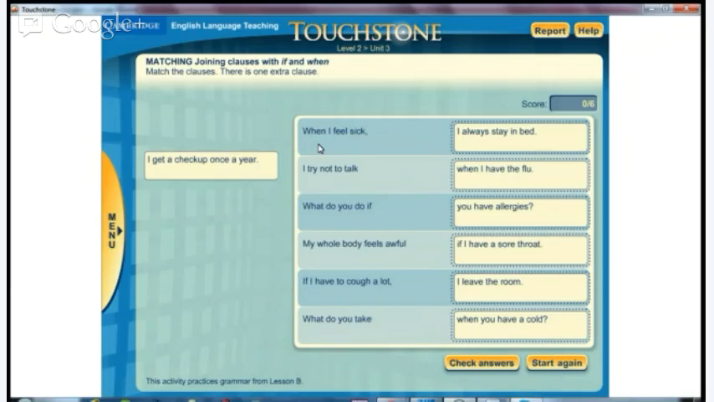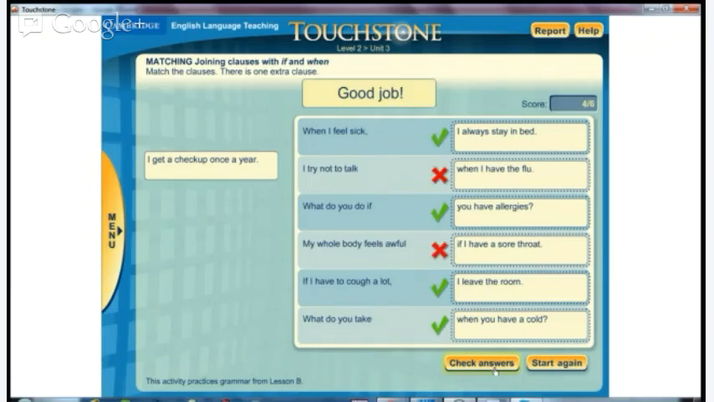Okay, so when I feel sick, I always stay in bed. I try not to talk when I have the flu. What do you do if you have allergies? My whole body feels awful if I have a sore throat. If I have to cough a lot, I leave the room. What do you take when you have a cold?